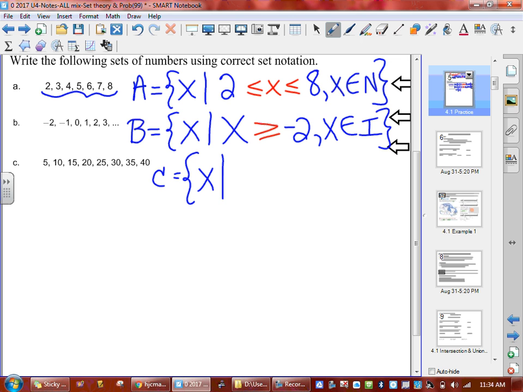Now, what do you notice set C is doing? It's counting by 5s, right? So when we have those ones that count by 5s, we rename our set here, and we say C has to be equal to, whatever times our X. What are we counting by? 5, so 5X.